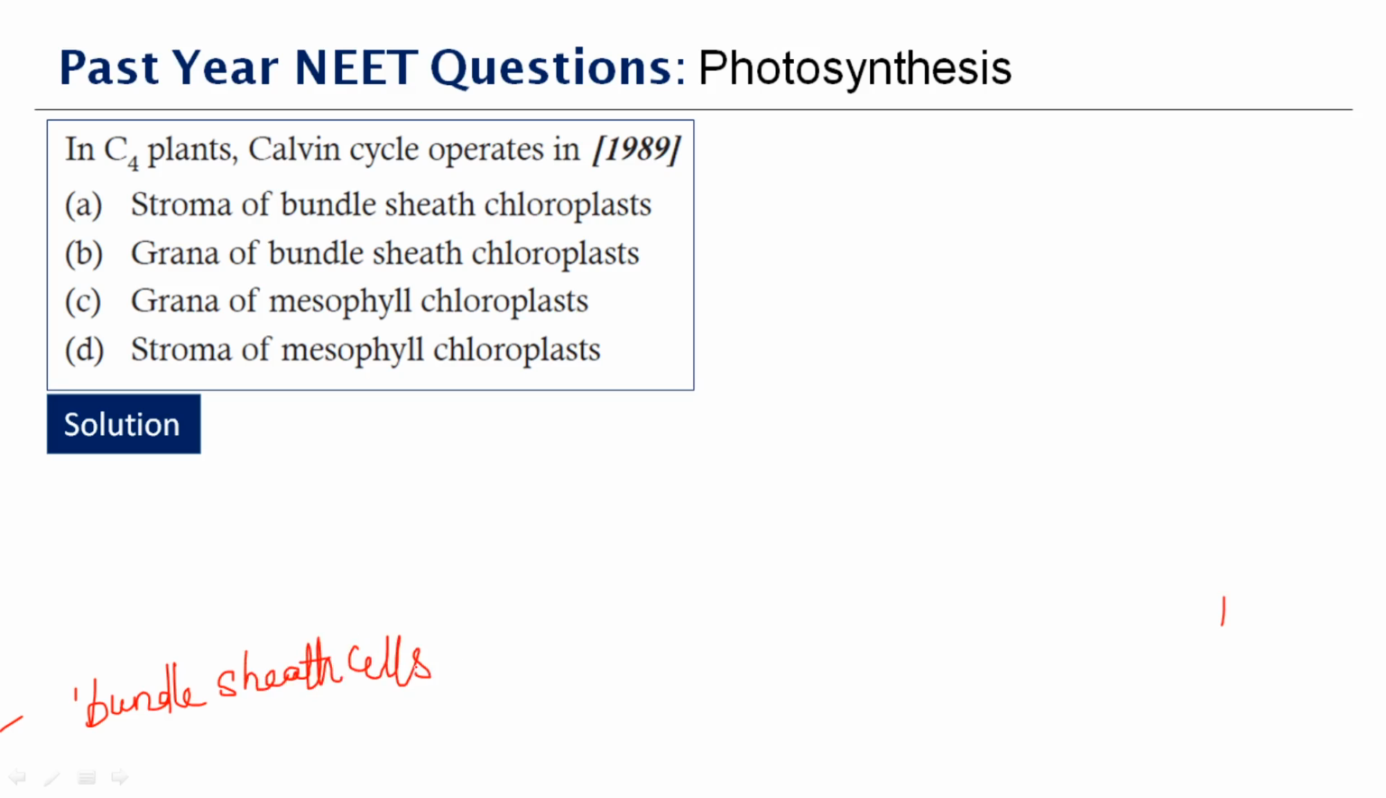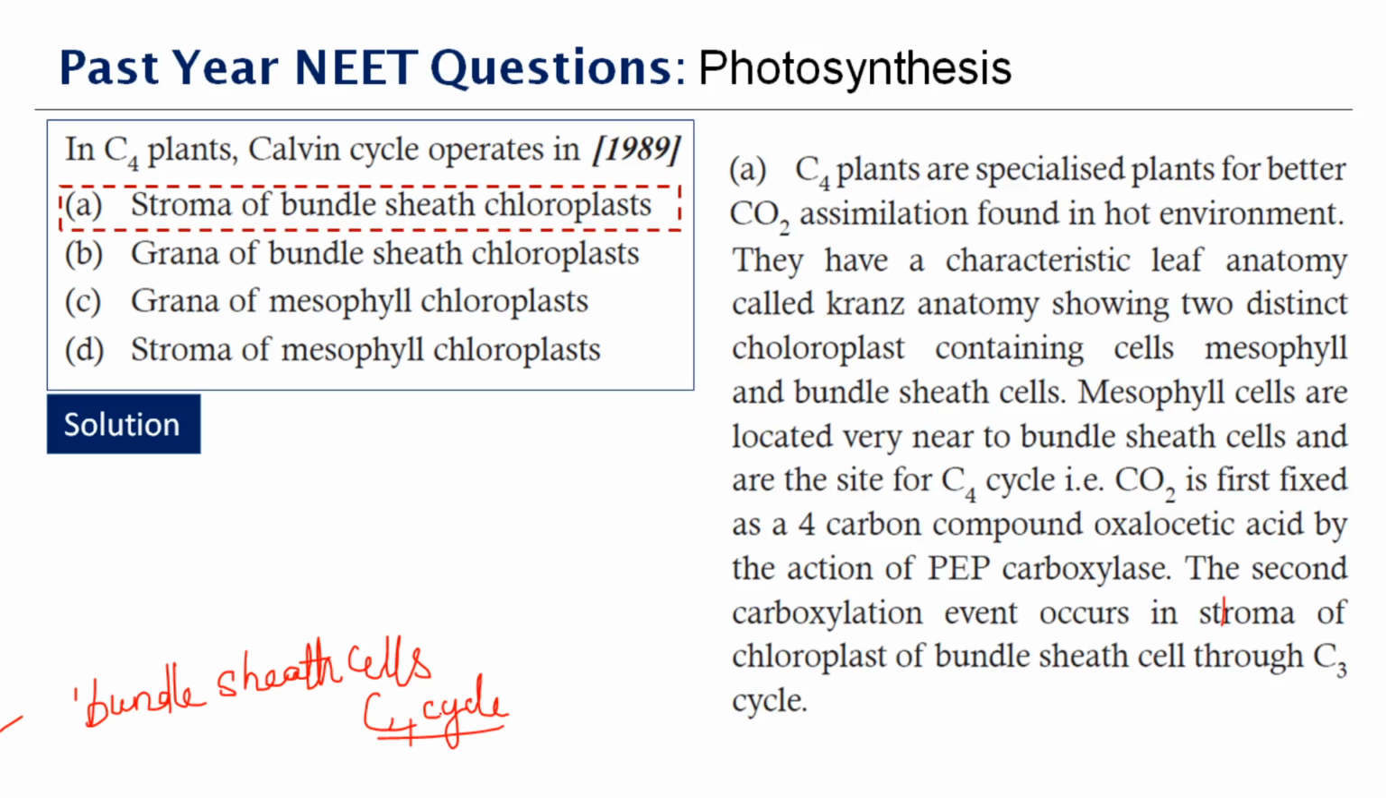So here mesophyll cells are located very near to the bundle sheath cells, and they are the site of the C4 cycle. Carbon dioxide is first fixed as the 4-carbon compound oxaloacetic acid by the action of PEP carboxylase. The second carboxylation event will occur in the stroma of the chloroplast, associated with the bundle sheath chloroplast. Therefore the correct answer to this question is option A, stroma of bundle sheath chloroplast.